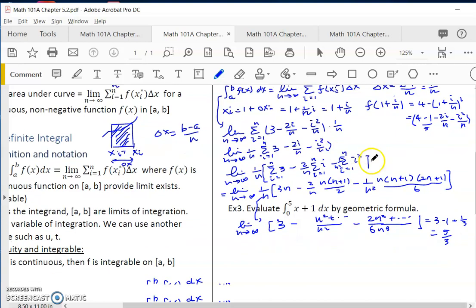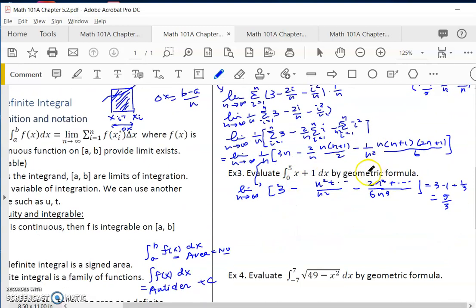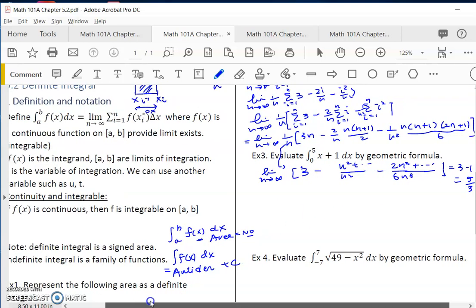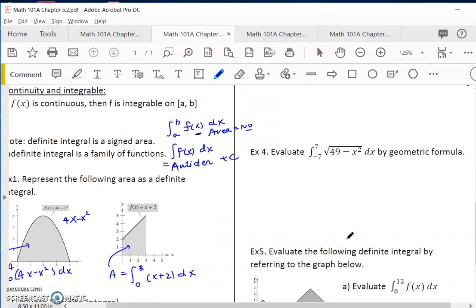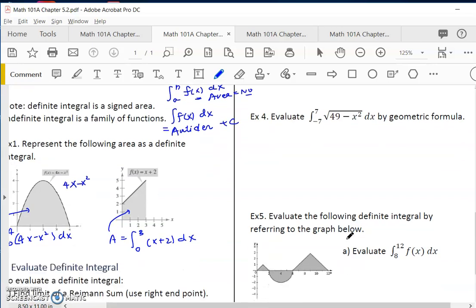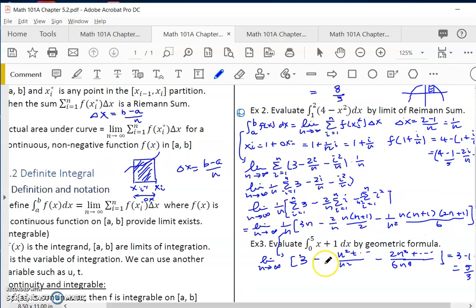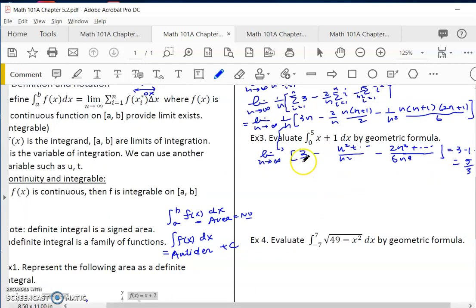Okay, so you can see that it's really difficult, and especially we have little space. The second part of this would be, maybe I should do a third video where we'll do this by geometric formula. Yeah, maybe I'll just stop here and then do the third video that only evaluates definite integrals by geometric formula. Okay, I'm going to stop.